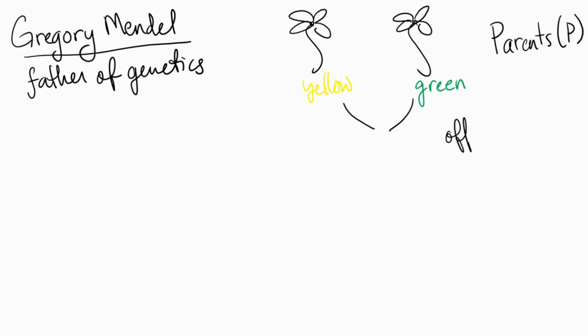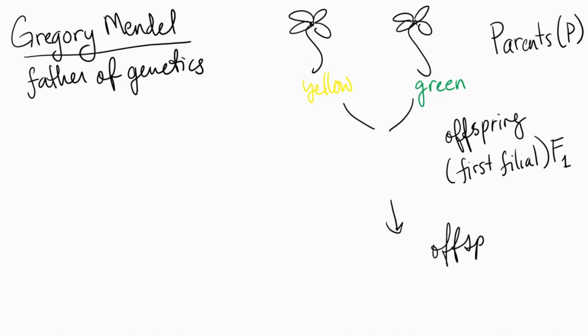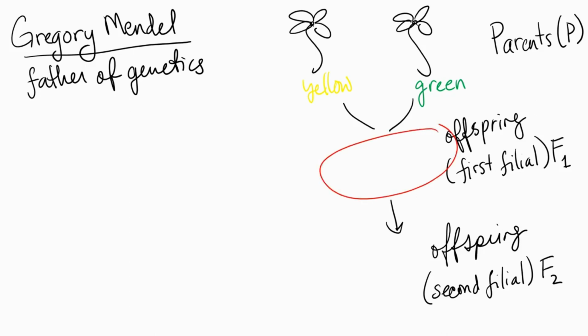And so our first level of offspring, he called the first filial, and he labeled it as F1. And then those offspring, which we'll get to in a second, made more offspring, and he called those the second filial, and he labeled those F2. What he really wanted to know, though, out of all of this, is how do I know what my offspring are going to look like? And then from there, how do I know what those offspring are going to look like? So that's really what he was trying to figure out throughout this process.